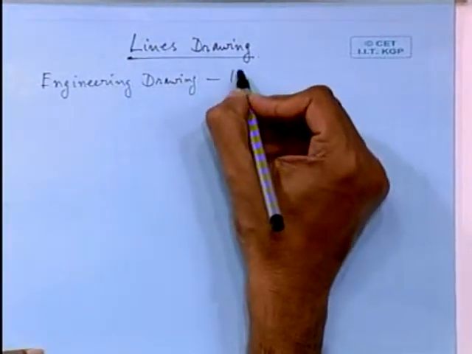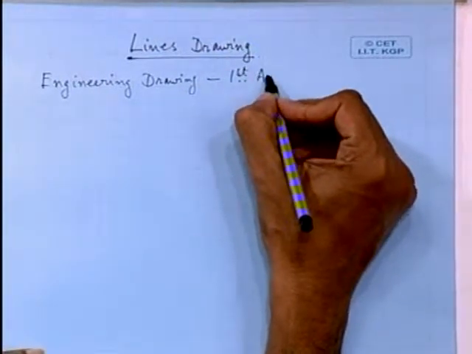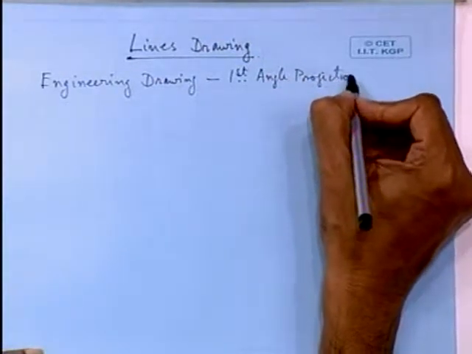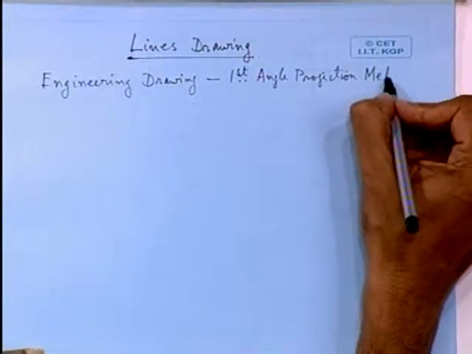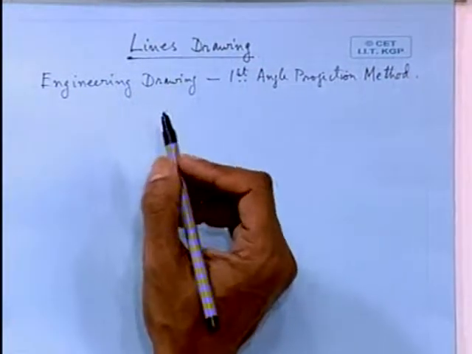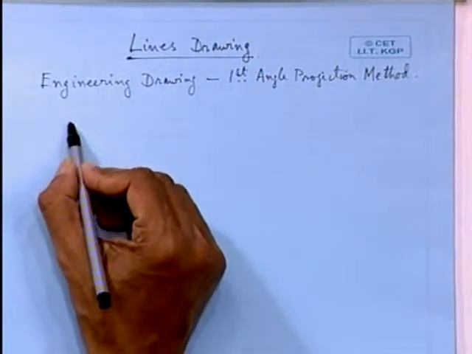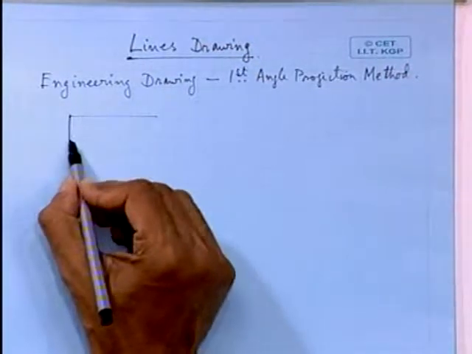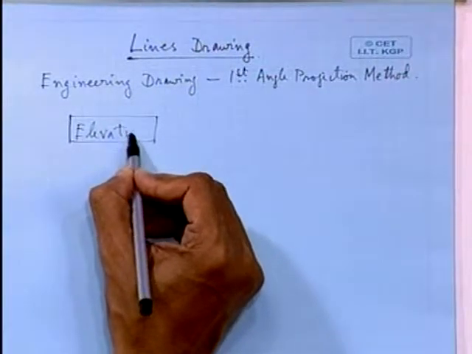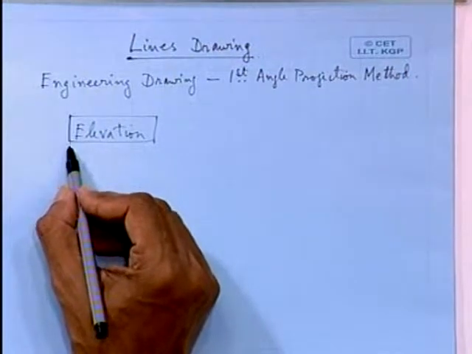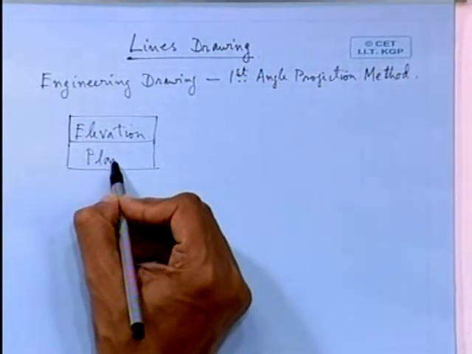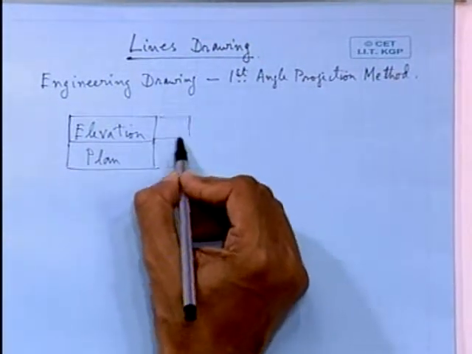That is your first angle projection. Now in the first angle projection method of engineering drawing, you draw the elevation on top. This is your elevation, and below the elevation one draws the plan, and at the side of course you draw the side elevation.